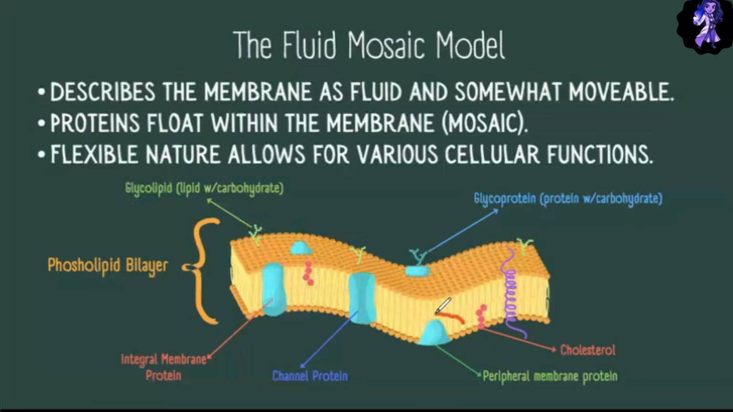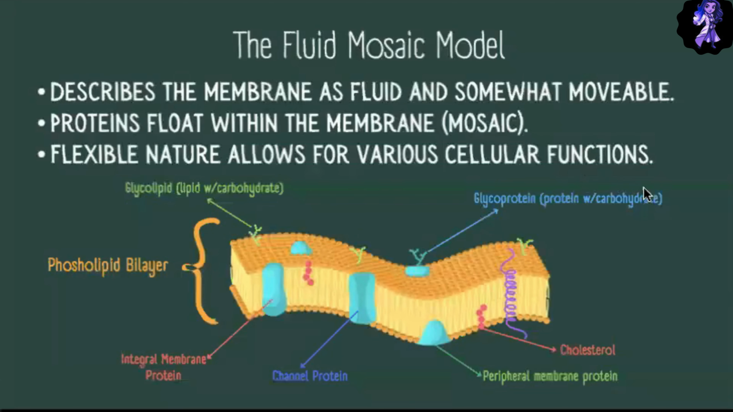And then we have lastly a peripheral membrane protein, which basically means that it doesn't go end to end and it doesn't have this hollow tube-like structure. Instead, it only resides on either the internal or external side of the phospholipid bilayer. It is only on one side, and that's why it's called a peripheral membrane protein.